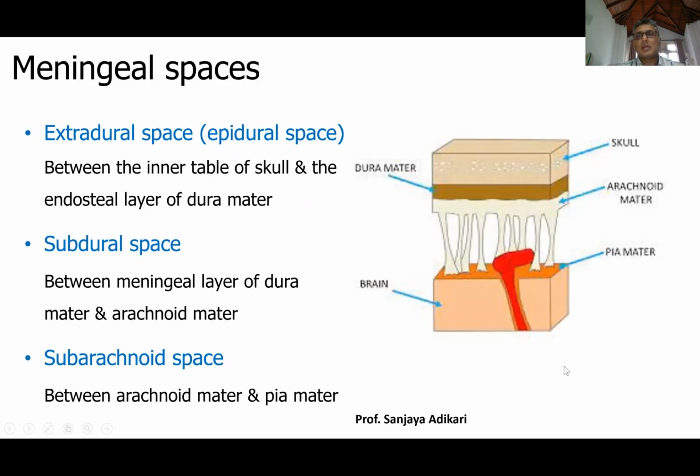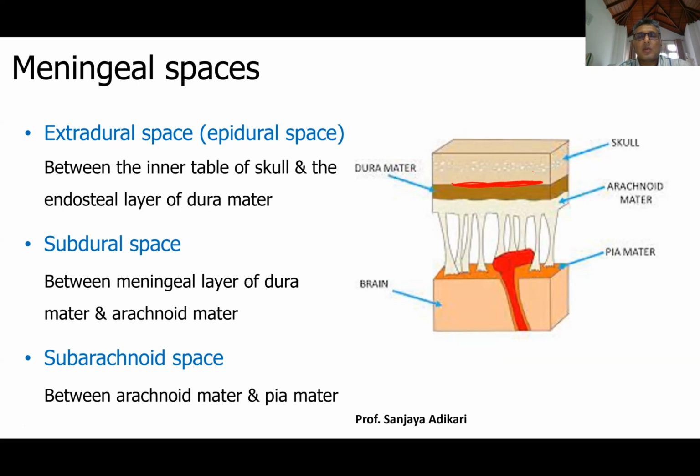Then meningeal spaces, which is an important concept again, meningeal spaces. Now there are 3 meningeal spaces: extradural space or epidural space, subdural space, and subarachnoid space. Now extradural or epidural space means a potential space. You don't see a space in the living tissue. If you look inside the cranial cavity, you take a section and see, you don't see a space, but it's a potential space. If you introduce something, then a space will open up in this area. So that is between the skull and the dura mater.